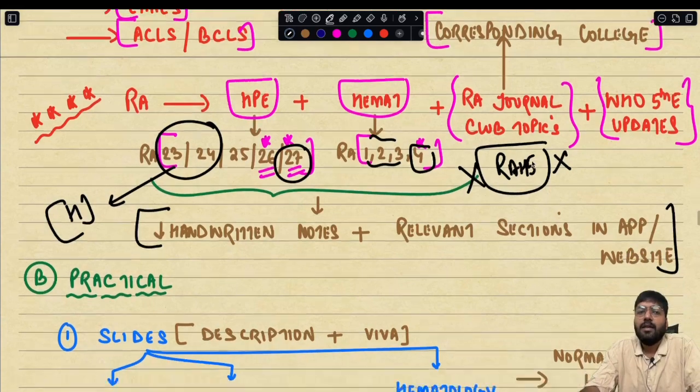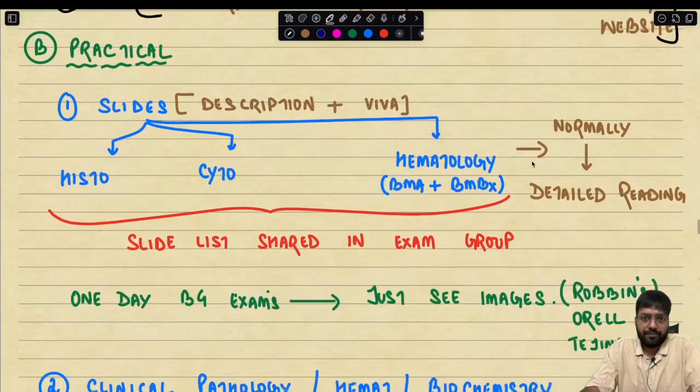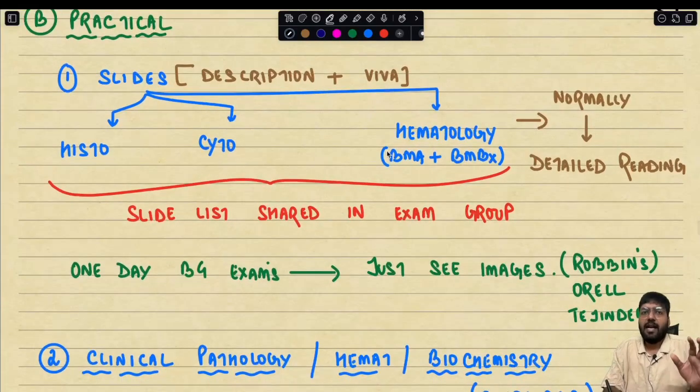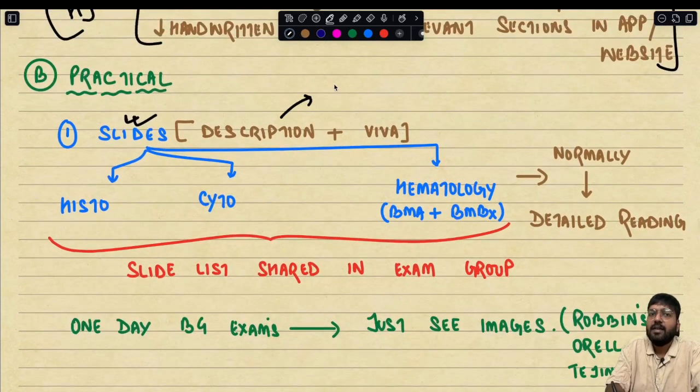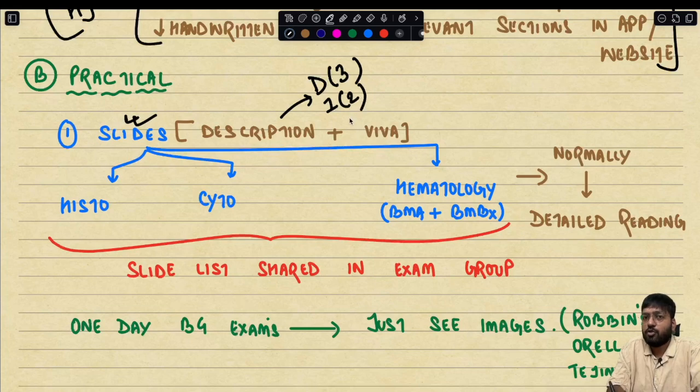Okay, now coming to the practicals. Now in the practicals I am going to tell you how you have to approach. The number one thing which is asked in the practical is the slides. So you have to write down the description. Okay, this description carries some marks. So you have to write down the description, which will carry maybe around, say, out of 5, maybe 3 marks for description, and your impression, the diagnosis, carries 2 marks.